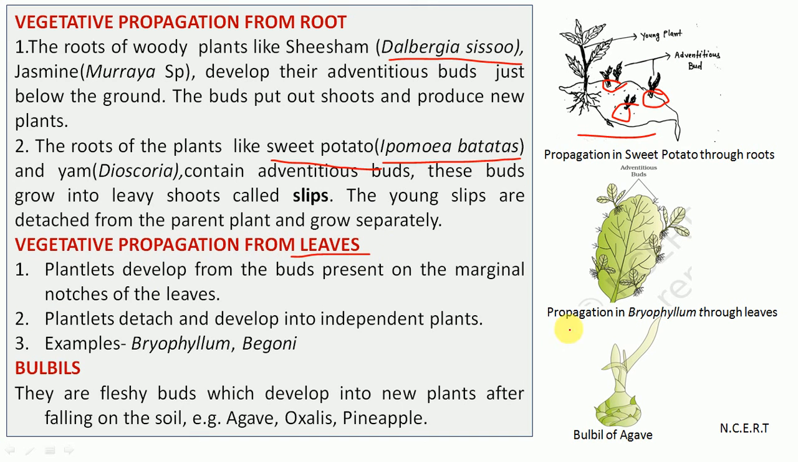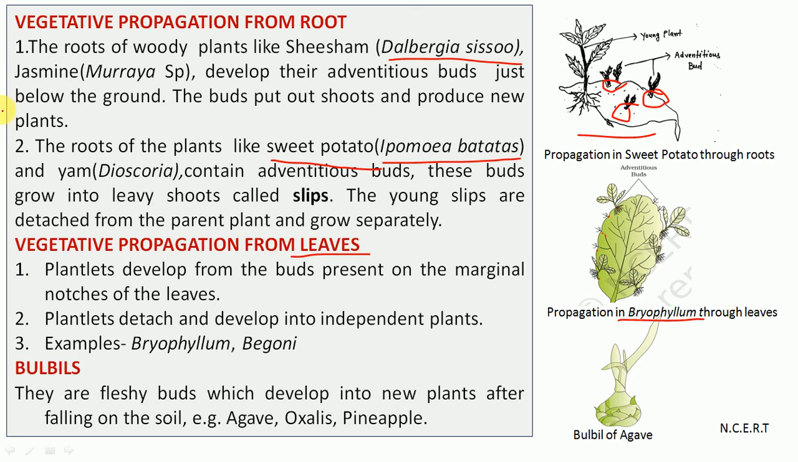The best example we will take here is Bryophyllum. Now what happens in case of Bryophyllum? They have buds in the margin of the leaves, and these buds are foliar type buds. These buds develop small plantlets, and when the leaf detaches from the plant, and these small plantlets come in contact with the soil, they grow.